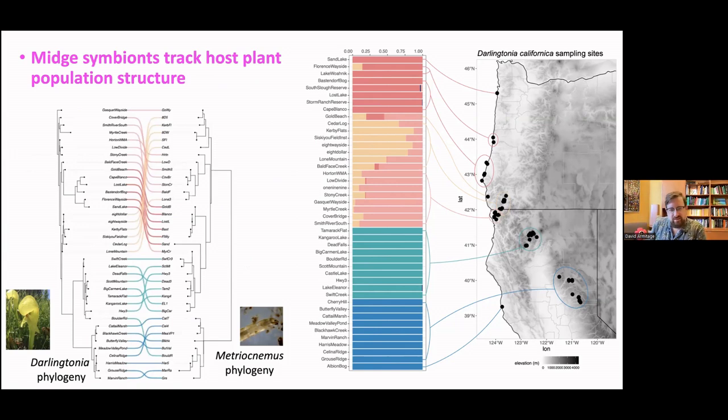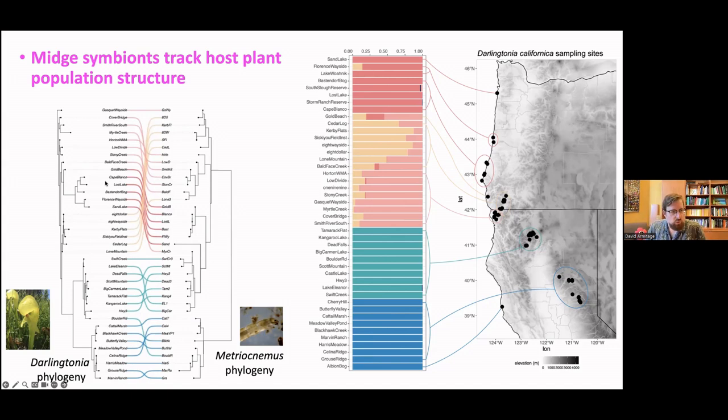Here now is a phylogenetic tree, so a tree representing the relatedness of all of our individual Darlingtonia populations, linked to the same genetic tree showing the relatedness between the midges that we recovered from each population. This is a very preliminary analysis. I made this graph yesterday, but it seems to indicate that the midge symbionts show somewhat of a similar population genetic structure to the plants themselves.